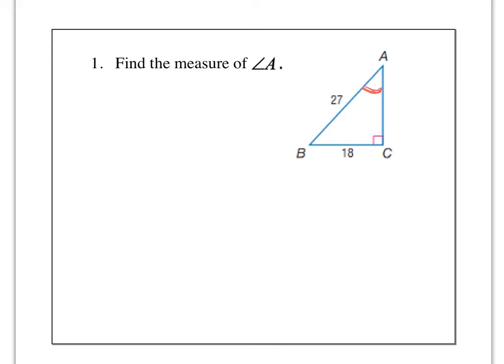And then you figure out which two sides have writing on them. Well, the 18 is opposite of angle A. Remember, we're working from angle A. The 27 is across from the 90, so that's the hypotenuse. Now is when you think about SOHCAHTOA. And you have to pick the one that has the O and the H. So look at your choices, find the O and the H.